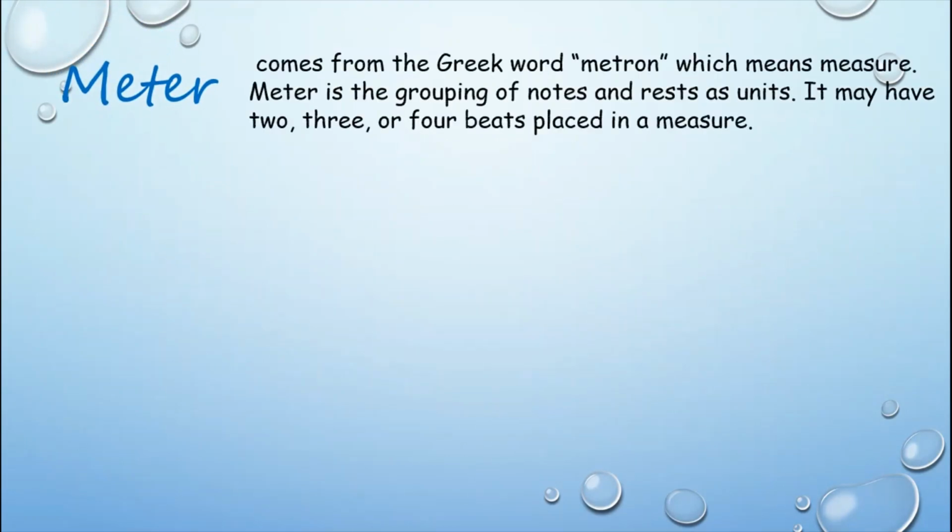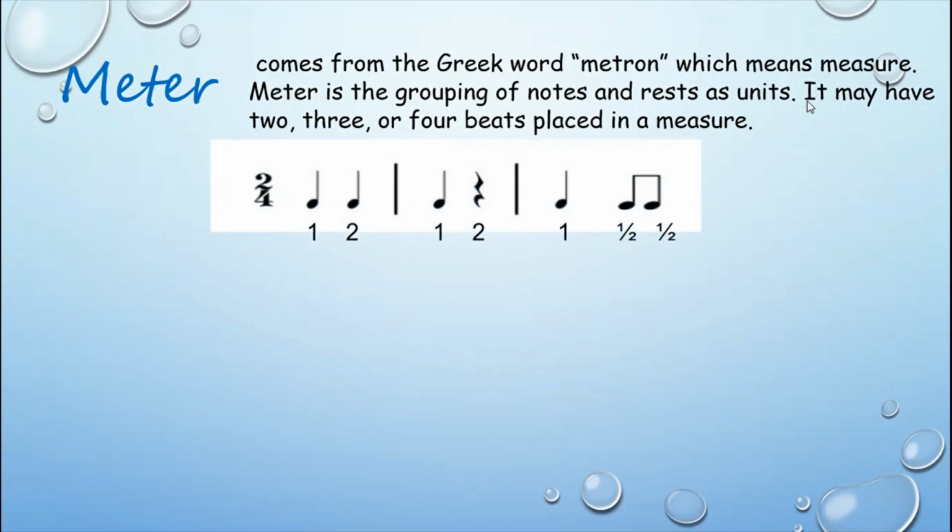When we say meter, it comes from the Greek word metron, which means measure. It is the grouping of notes and rests as a unit of time, 2, 3, or 4 beats placed in a measure. Ito yung meter. When we say measure, it is in between the space or between two bar lines. Like for example, here we have 1, 2. The beats are 1, 2, 1, 2, 1, 1/2, 1/2. So 1/2 plus 1/2 is equal to 1. Therefore, 1 plus 1 equals 2.